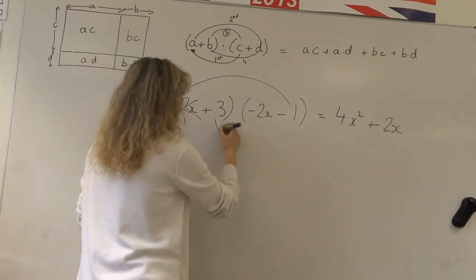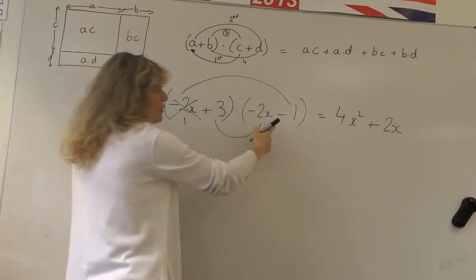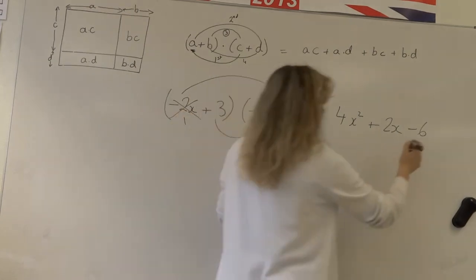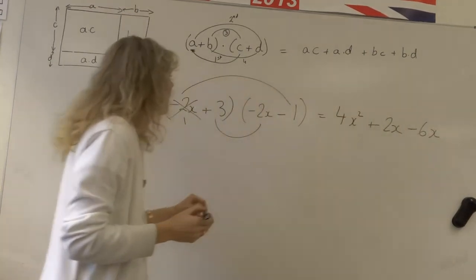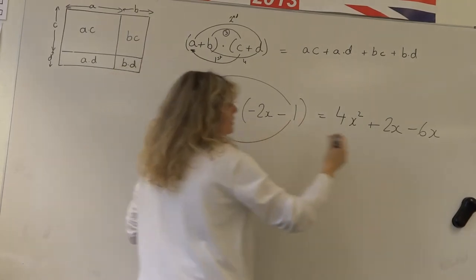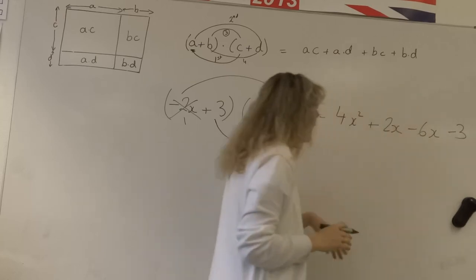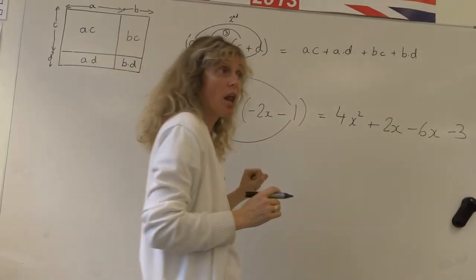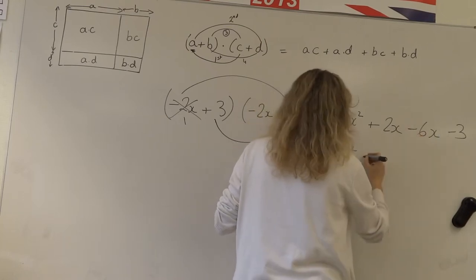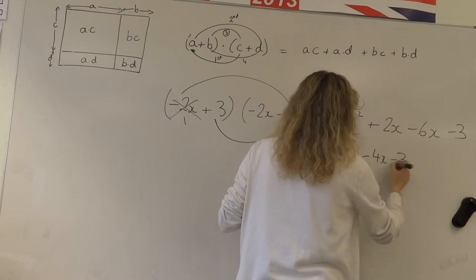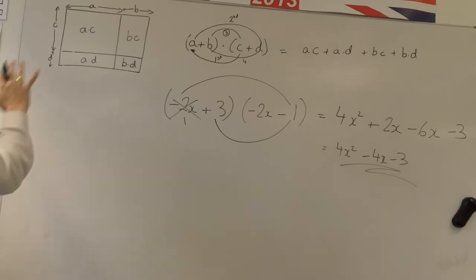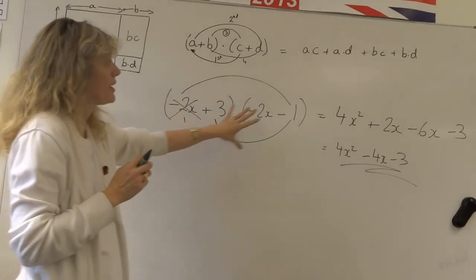Plus 3 times minus 2x. Plus 3 times minus 2 is going to give us minus 6. Minus 6 what? It's x's. Minus 6x. And now our last one. Plus 3 times minus 1 is going to give us minus 3. And we finish it all off by adding our like terms. Gives us 4x squared. 2x minus 6x is minus 4x, minus 3. And we have our equation now. Okay? So FOIL means when you see expressions like this, you add them.